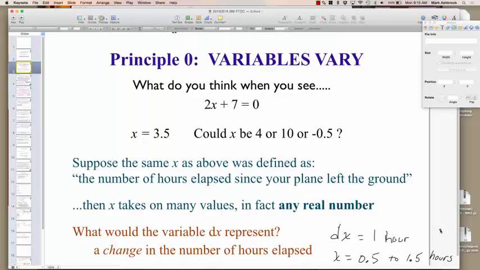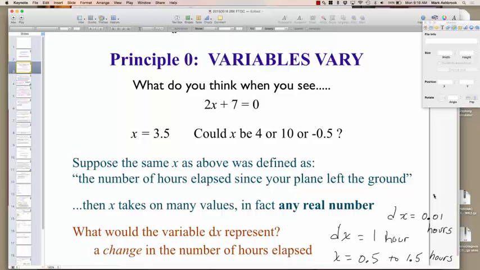Okay, maybe dx is 0.01 hours. So a very small change in time since your plane left the ground. And that can start anytime. That could start at x equals 0. That could start at x equals 5. That could start at x equals negative 0.5.